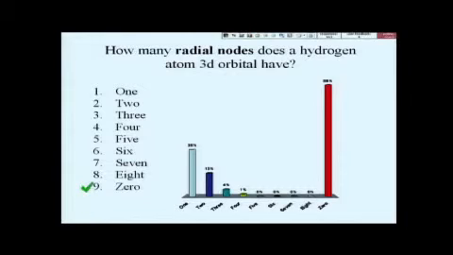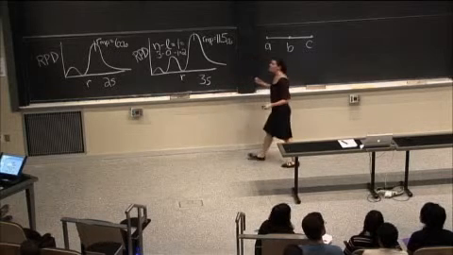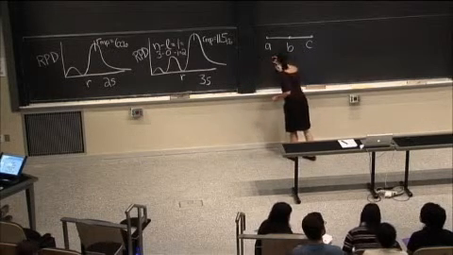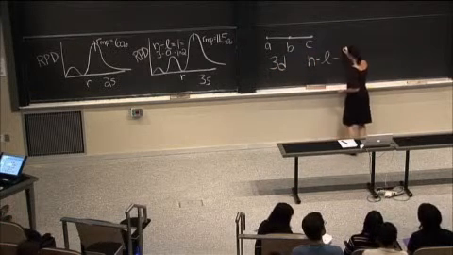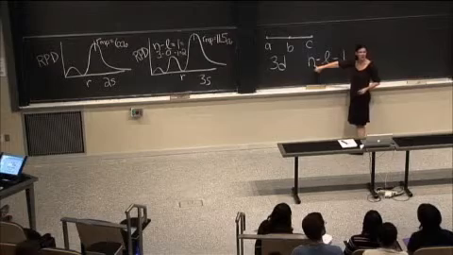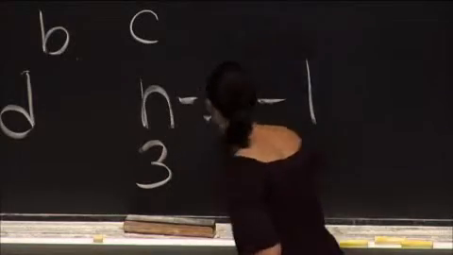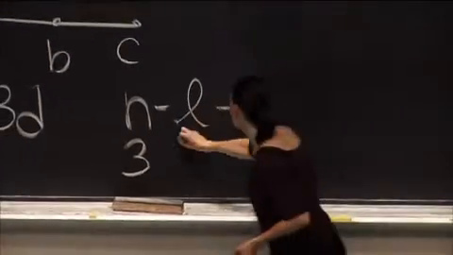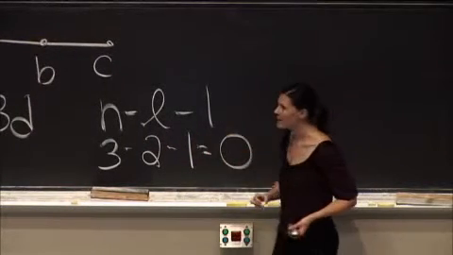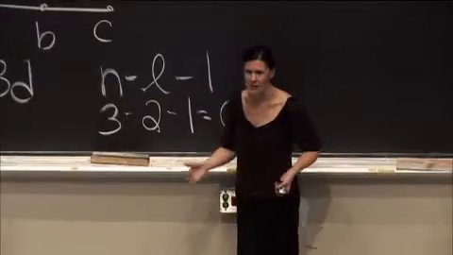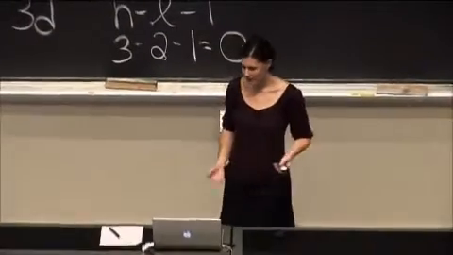All right, so most of you got that, though there's this little subset thinking that we have one, so let's actually write this out here. If we have a 3D orbital, we're talking about n minus L minus 1. What is n equal to? What is L equal to? Okay. And 1 is equal to 1. So it turns out that we have 0 nodes that we're dealing with when we're talking about a 3D orbital.